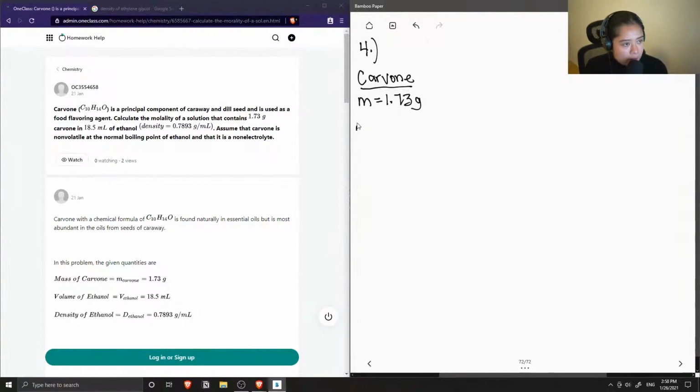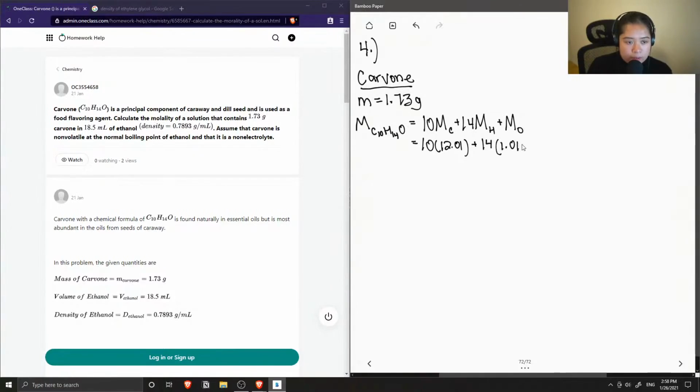And let's also calculate the molar mass of carvone. So it's C10H14O. And to find its molar mass, it's just going to be 10 times the molar mass of carbon plus 14 times the molar mass of hydrogen plus the molar mass of oxygen. So these values are just found on your periodic table. Carbon's molar mass is 12.01, hydrogen's molar mass is 1.01, and oxygen's is around 16. So we get a final molar mass of 150 grams per mole. Okay, so that's everything given for carvone.